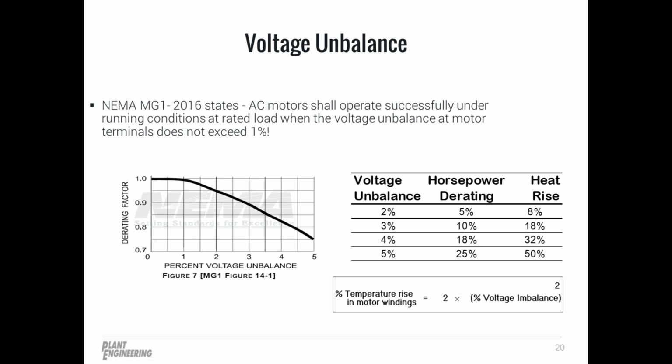derating for the motor. You will see this chart here on the left side shown from the National Electrical Manufacturers Association, NEMA's Motors and Generators 1, which I call the Motor Bible. It shows the voltage imbalance when exceeding even 1% can lead to derating and excessive heat.